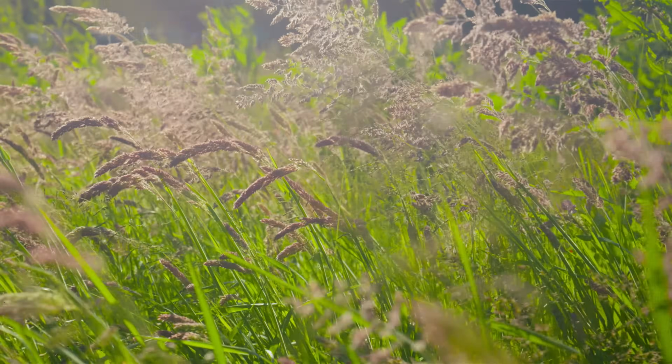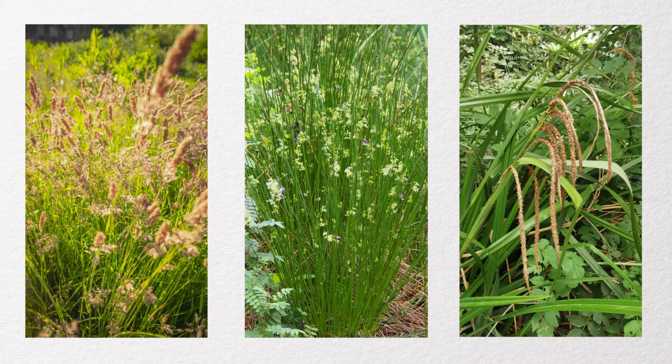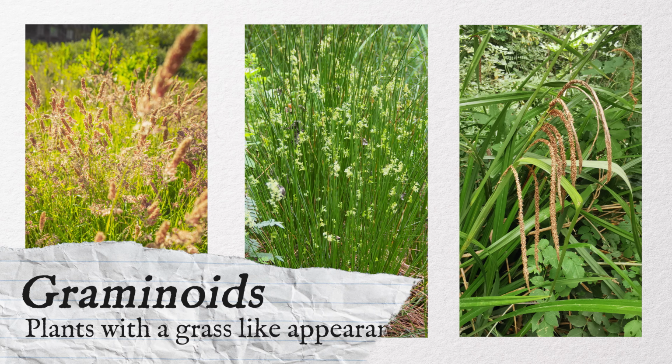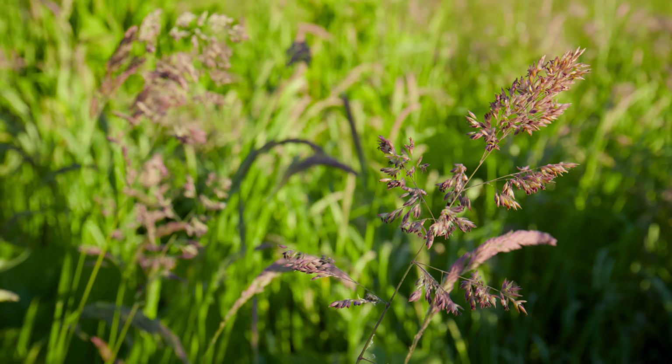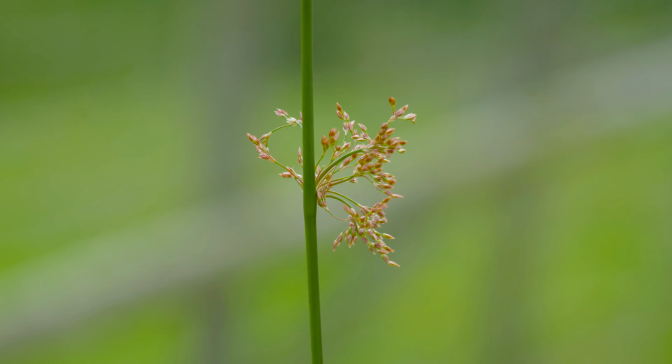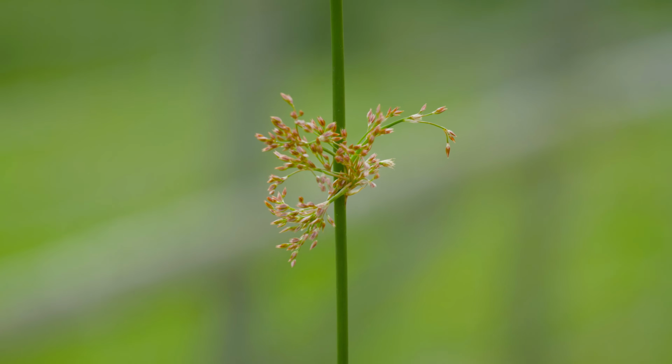When identifying grasses, it's important to distinguish them from sedges and rushes. The three plant types are in different botanical families, but because of their similar appearance, they are collectively known as graminoids. I hope I've said that properly. Plants with a grass-like appearance. They are all mostly wind pollinated, so have very light pollen and small or no petals because they do not need to attract insects for pollination.